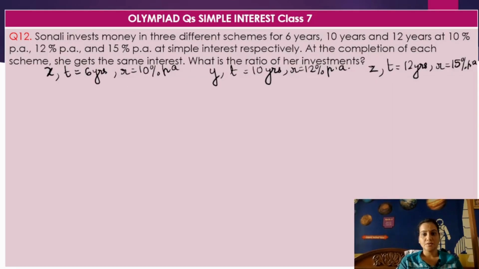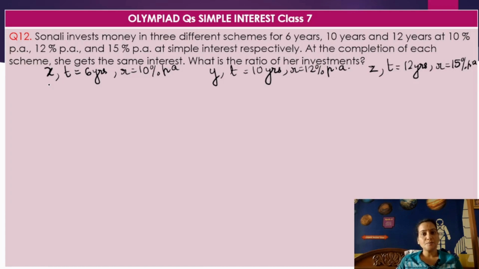So the question says Sonali invests money in 3 different schemes for 6 years, 10 years and 12 years at 10% per annum, 12% per annum and 15% per annum at simple interest respectively. At the completion of each scheme, she gets the same interest. The important point is she is getting the same interest though she is investing different principals in those 3 different schemes. So what is the ratio of her investment? We are trying to find the ratio between her principals.